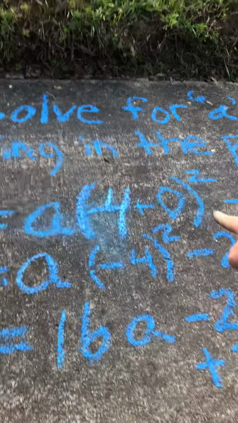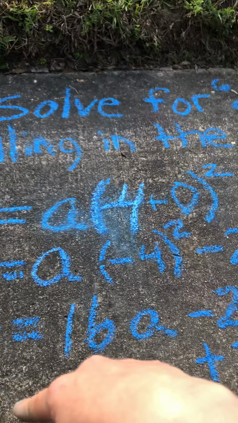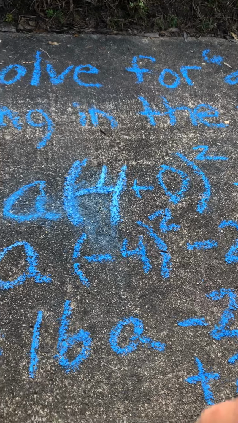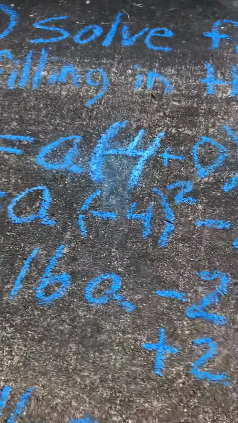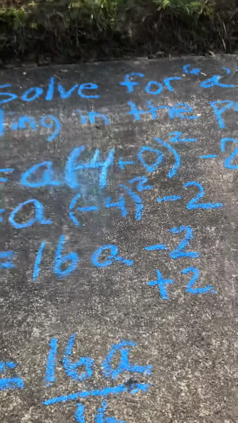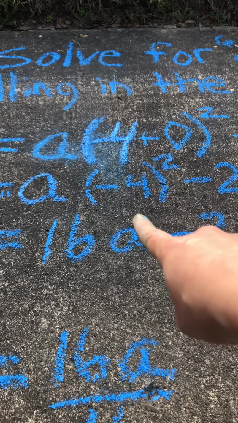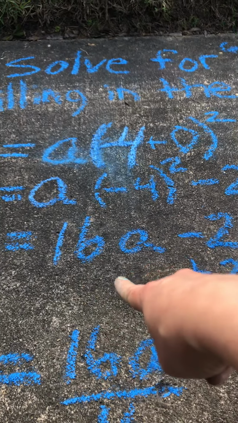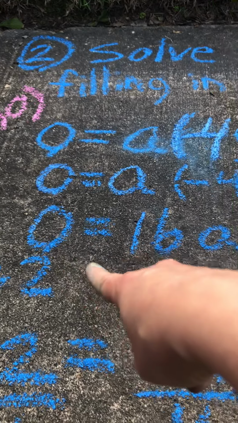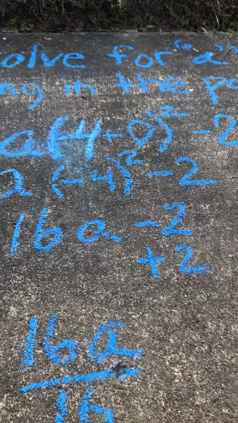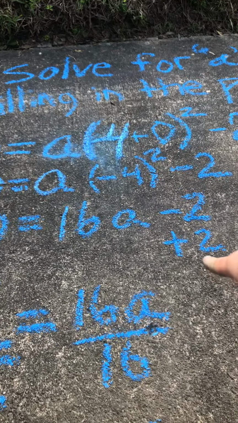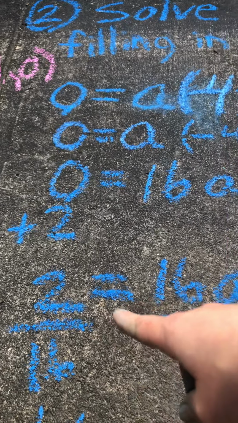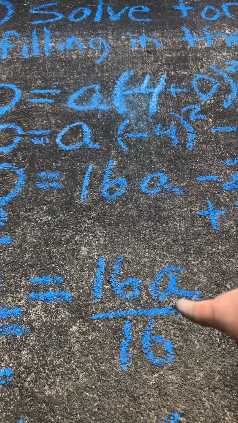From there, we're just going to do some simplifying, and we're going to solve for a. So look at what I did first. I added together -4 and 0, which gives me -4. Okay, I came down to the next line. I squared -4. -4 times -4 gives me +16, and that's being multiplied times a, so I've got 16a. I still have a 0 over here, so 0 equals 16a and then -2. Now I am adding 2 to both sides, so I've got 0 plus 2, I've got 2 over here, equals 16a, all right?